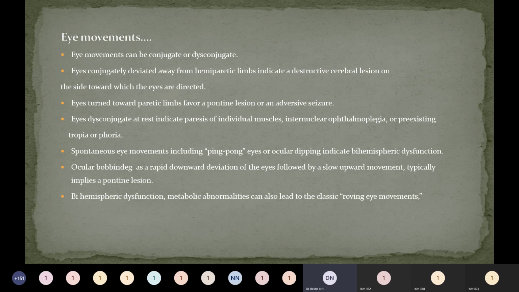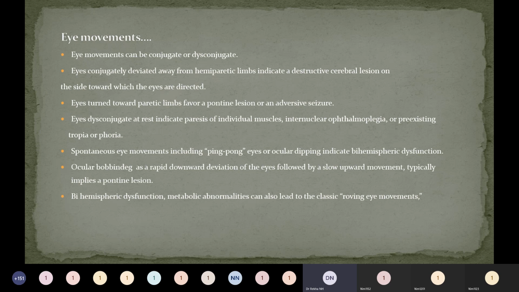So disconjugate at rest usually indicates... Disconjugate means both eyes are looking in different directions. That is called disconjugate. Above, I told you, is conjugately deviated away from the hemiparetic limb, or looking towards the paretic limb. So they give a clue whether it is a cerebral or a frontal lobe lesion or a pontine lesion.